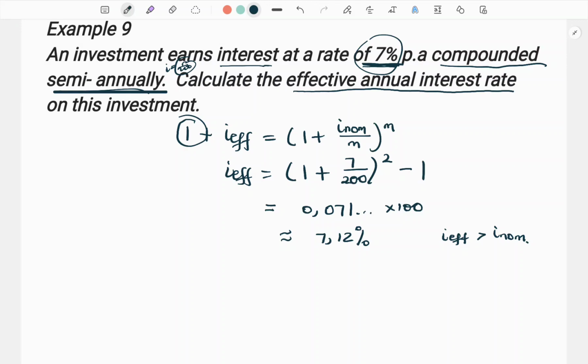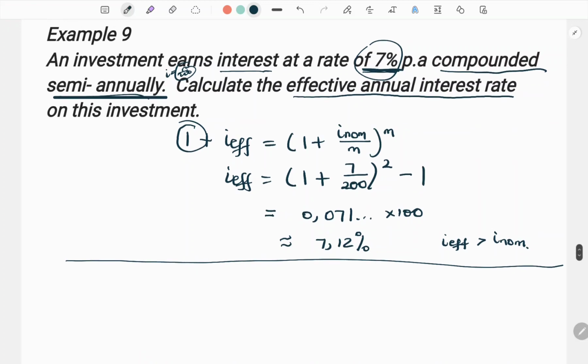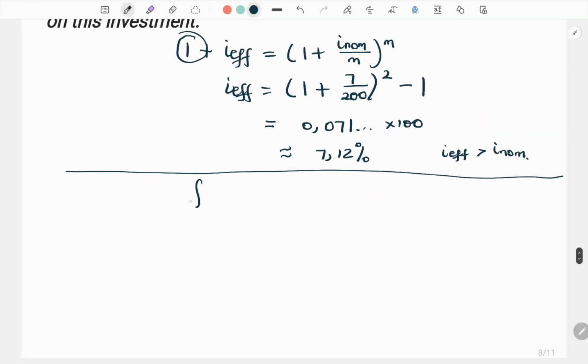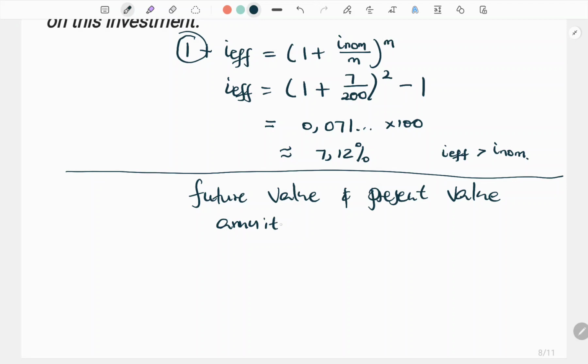Ladies and gentlemen, I will continue with the other examples in my next video, especially for grade 12, where we'll be focusing on future value and present value annuities.